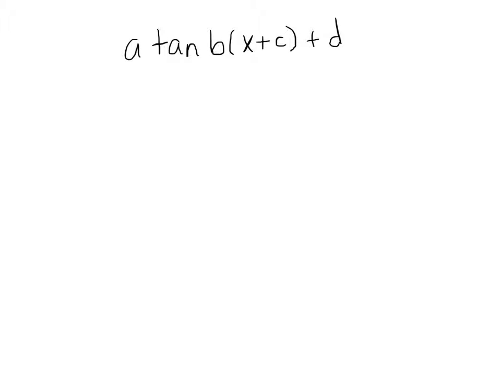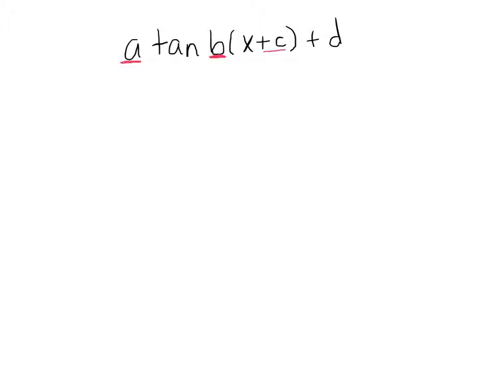So let's just remember how to graph tangent. I want to point out that the number in front of tangent is our amplitude. The number in front of the bubble, b, is going to affect our period, but this time it's pi divided by b, not 2 pi.